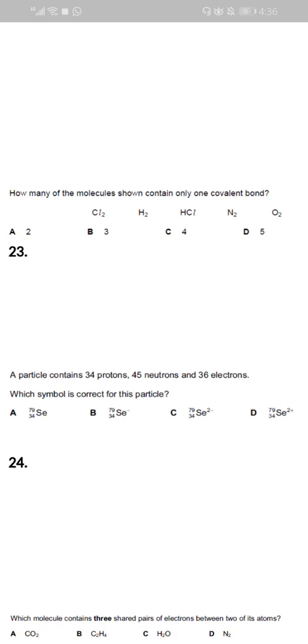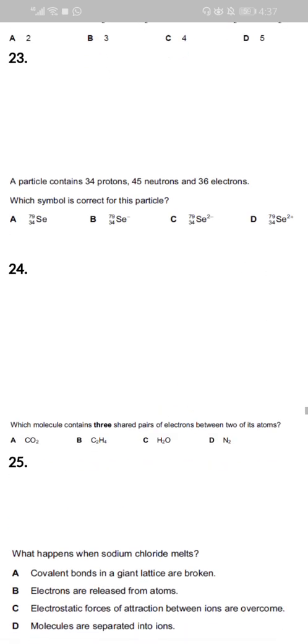So it cannot be the right answer. B is not the right answer. D is not the right answer. C is the right answer because there is a 2 minus charge due to 2 extra electrons, and the rest of the particles are exactly the same. So C is the right answer.